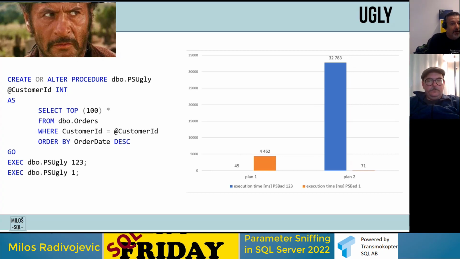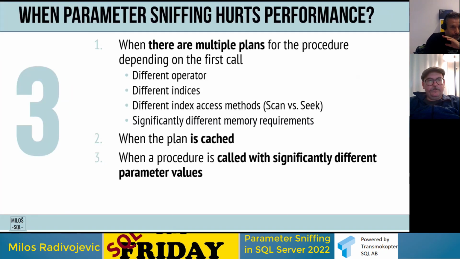Yesterday I had 45 milliseconds and today 32 seconds. So the very same stored proc, the very same parameter, nothing changed. Yesterday 45 milliseconds, today 32 seconds with 40 million logical reads. This is parameter sniffing.